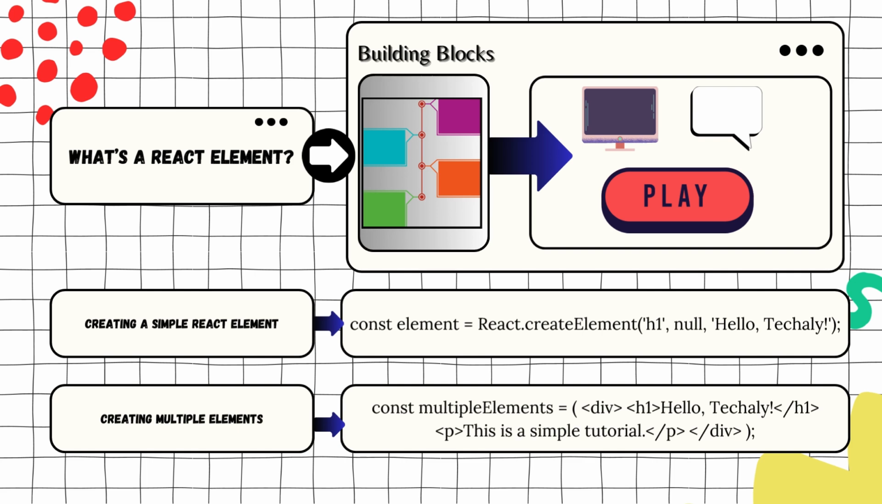Imagine you want a title on your web page that says Hello Tech Ally tutorial. Here is how you do it in React. In this line of code, we create a title, an h1 element, and place Hello Tech Ally tutorial inside it. Creating multiple elements: let's say you want a title and a paragraph under it. You can group them inside a container like a div, which holds multiple elements.